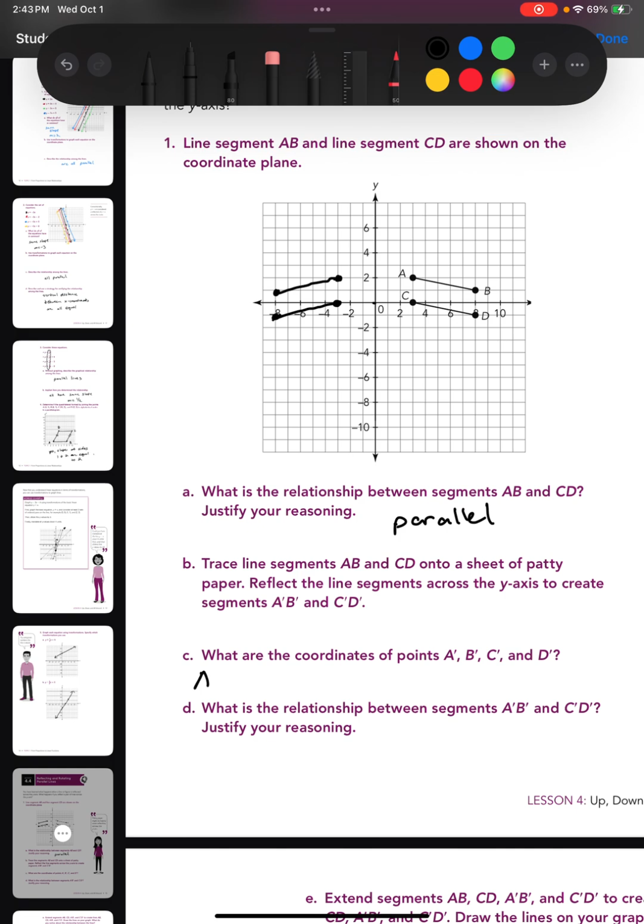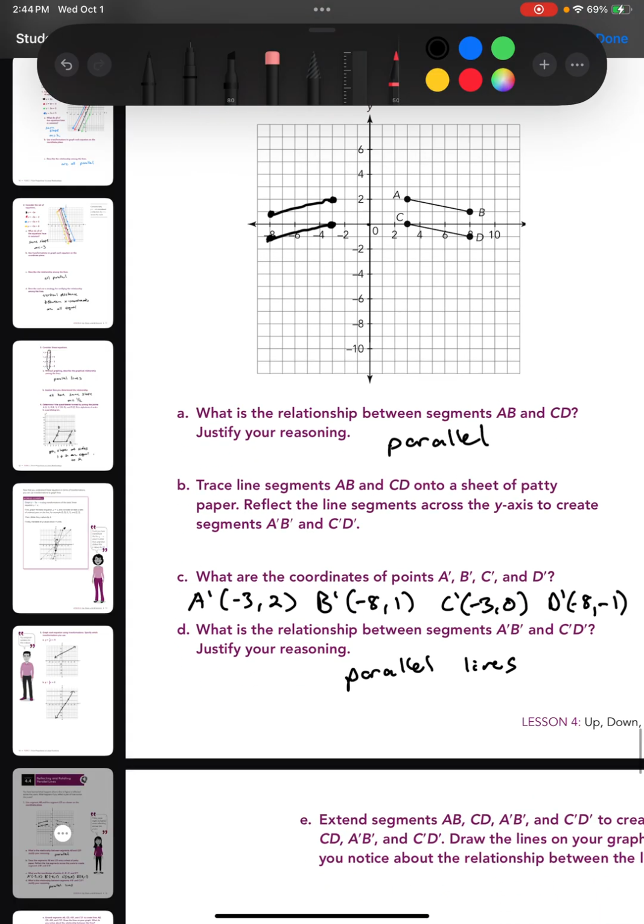So the coordinates of the new AB and CD: A is at negative 3, 2. B is at negative 8, 1. C is at negative 3, 0. And the new D point is at negative 8, negative 1. So the relationship between the new segment AB and the new segment CD is still parallel lines. Reflecting them did not change the fact that those lines are parallel.